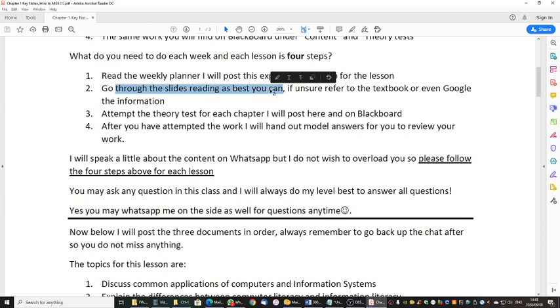The slides are an addition to the book. Premium for what we need is the notes that we give you each week, which we have tried to streamline and cut down on the slides. Have a look at which slides are relevant to the note. Please attempt the theory test for the chapter, and then please go through the model answers which will be handed out. That is all for today, students.